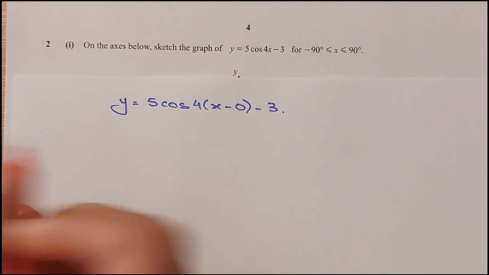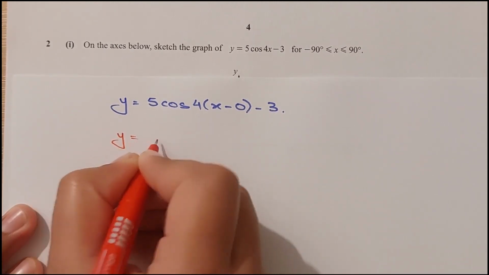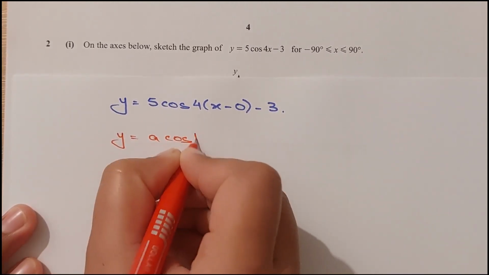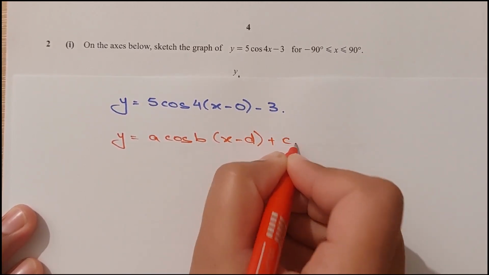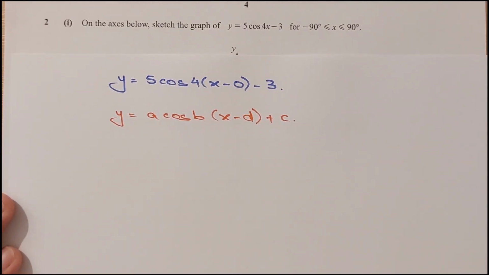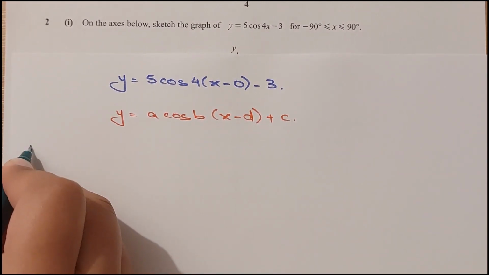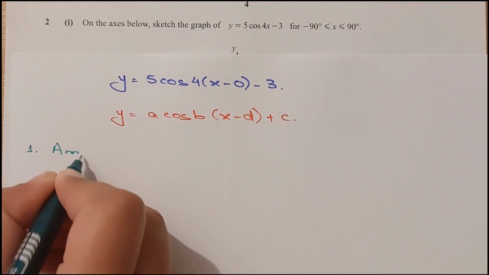The standard form is y equals a cos b (x minus d) plus c. Let me use the properties to sketch this cosine curve. The first thing we need is the amplitude of the curve.